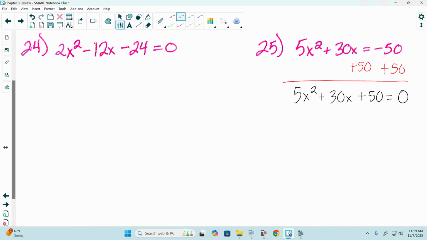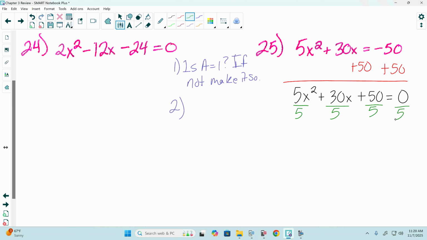Step number 1. Is A equal to 1? If not, make it so. What if A is 1? Do we do anything for step 1? No, if A is 1, we just move on to step 2. But here, since A is not 1, we have to divide everything by 5. We divide everything by the number in front of x squared.